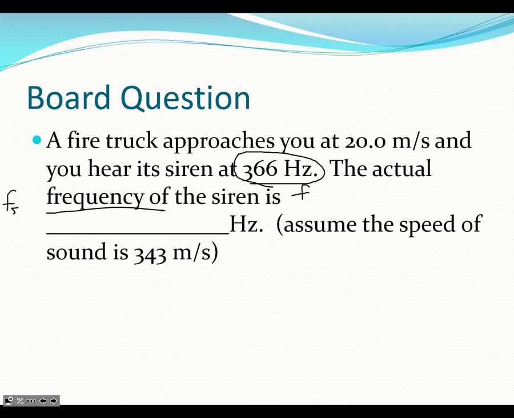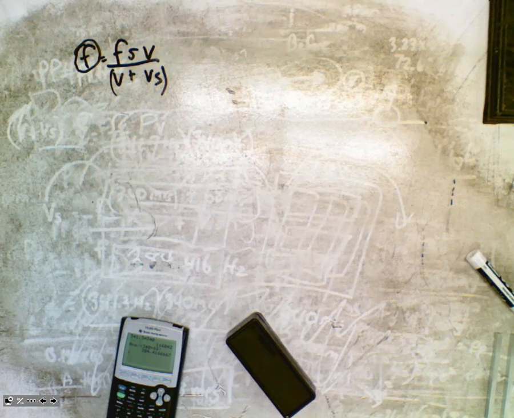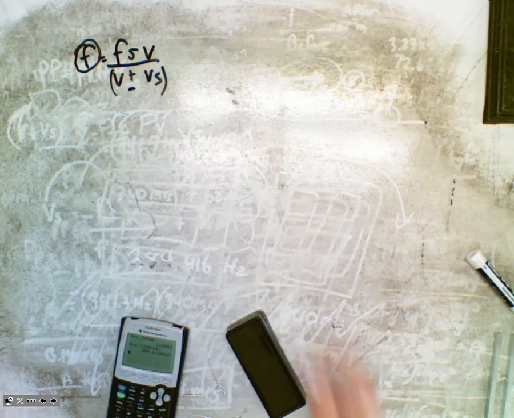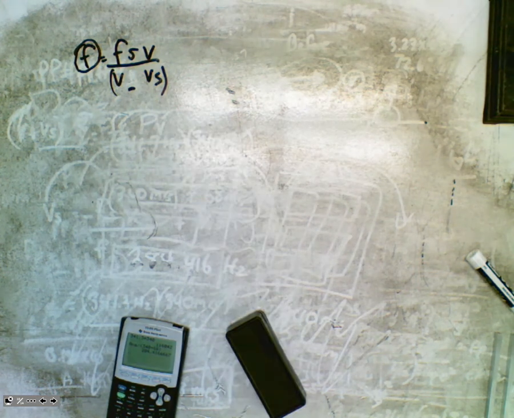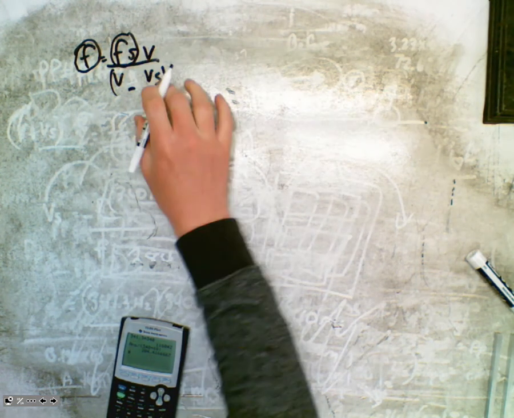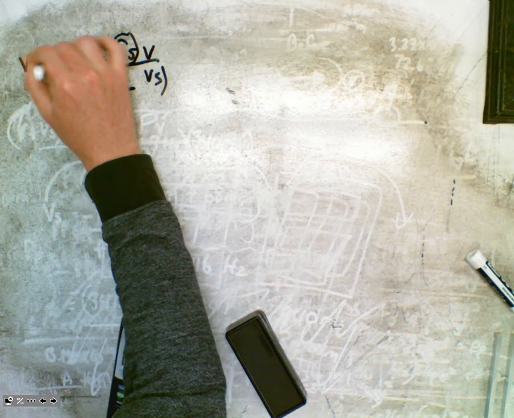So this one we will have to rearrange. So this is our formula again, it's plus minus, and it says in the question that the fire truck approaches you. So that's going to be negative. And we are trying to find this. So we can move V minus Vs up top.